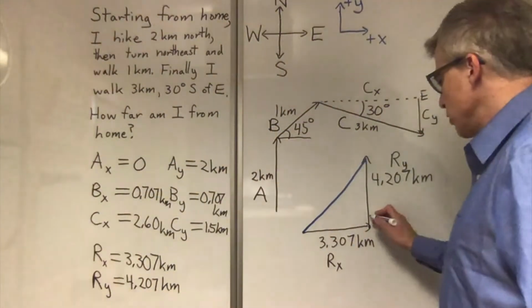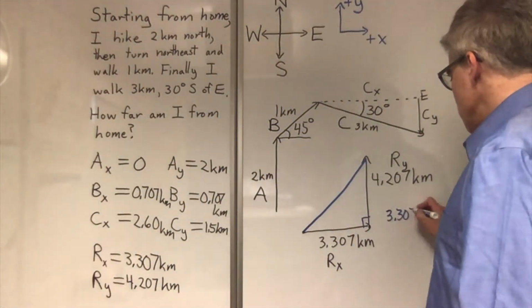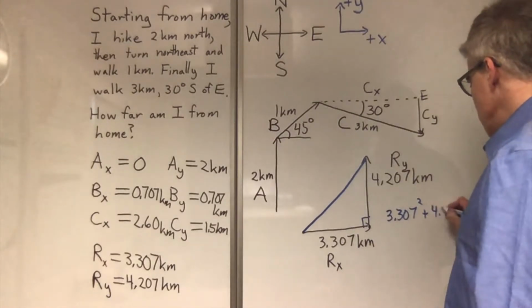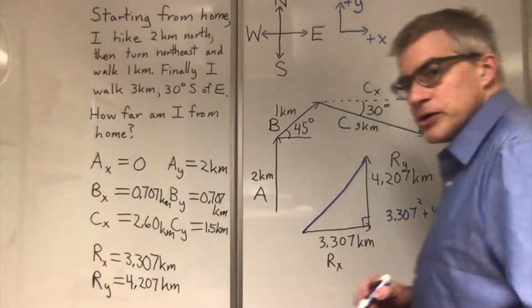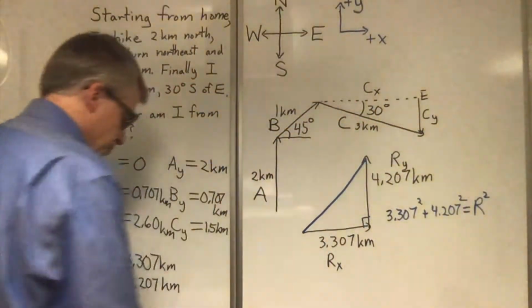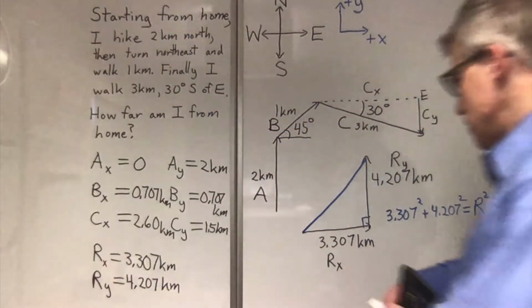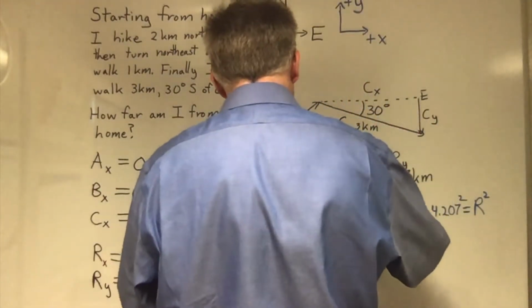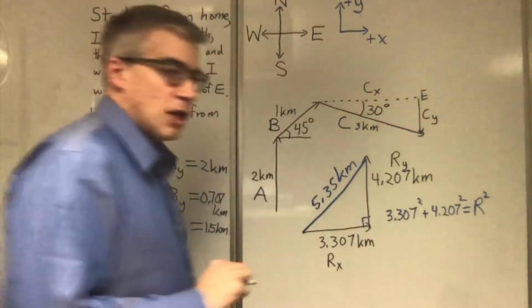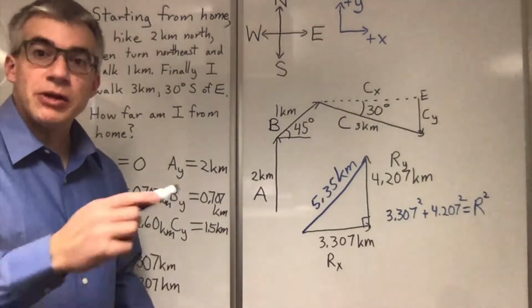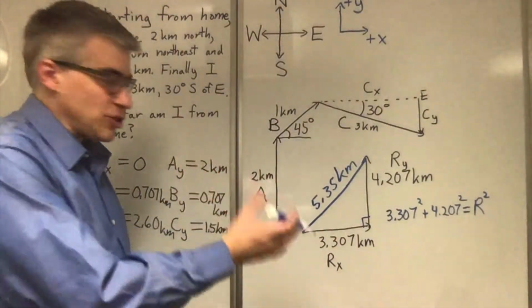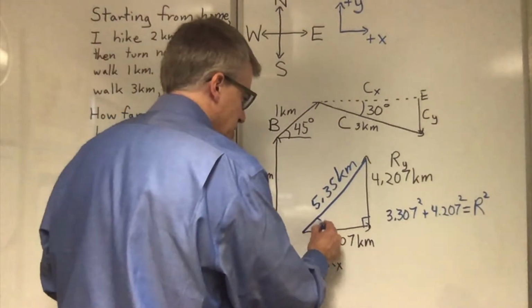The Pythagorean theorem says 3.307 squared plus 4.207 squared is the resultant squared, the length of it squared, which gives us R equals 5.35 kilometers, and that's our answer. If we want it, we can also find the angle. What direction, what compass direction are we talking about?